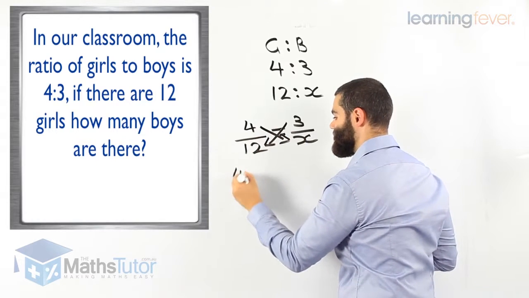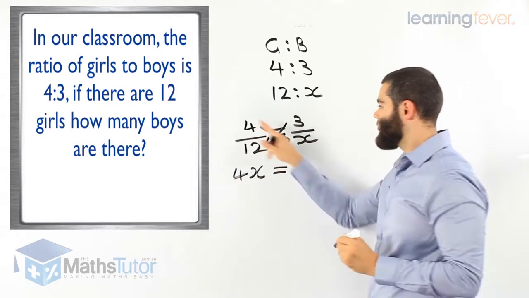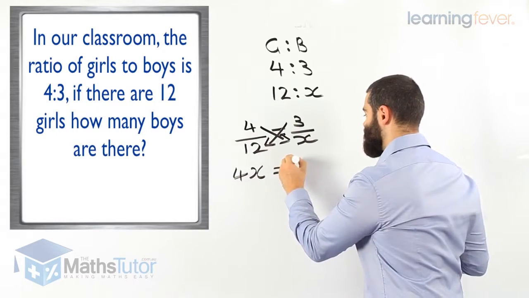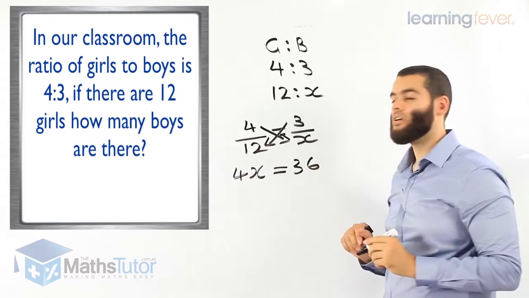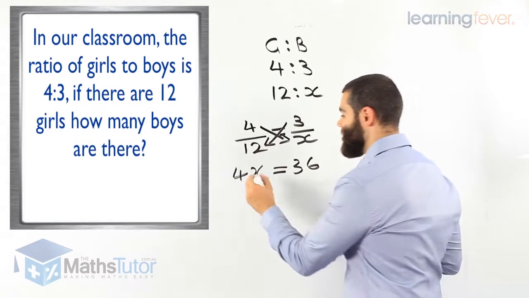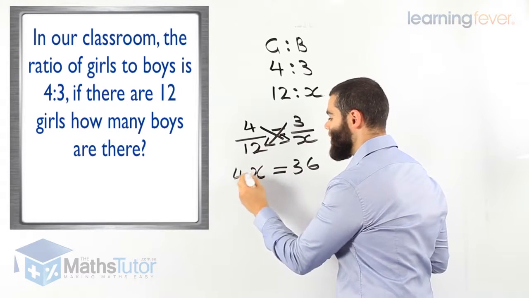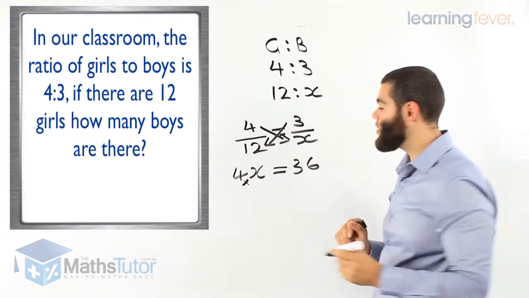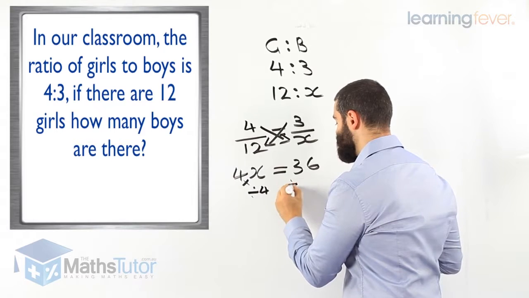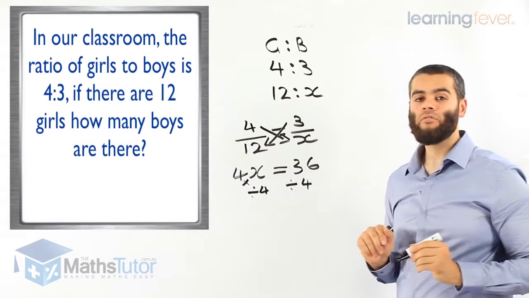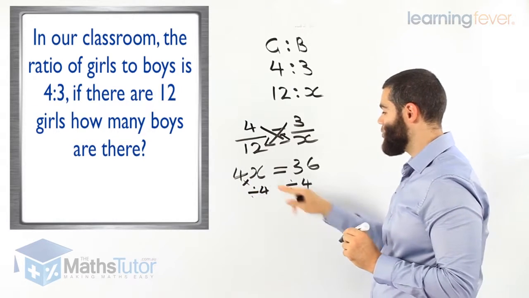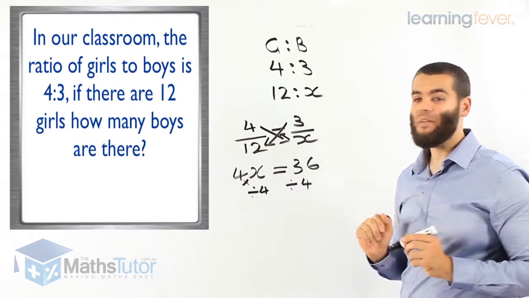4 times x is 4x, 3 times 12 is 36. Now we want to work out x. With equations we know that there's 4x, which means 4 times x. We know that we actually divide by 4 and we do the opposite here. We know in equations the opposite of times is divide. What we do to one side, we do to the other side.